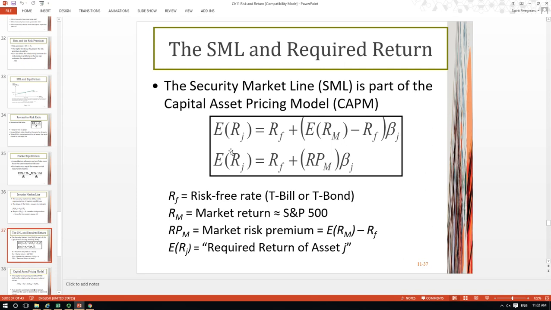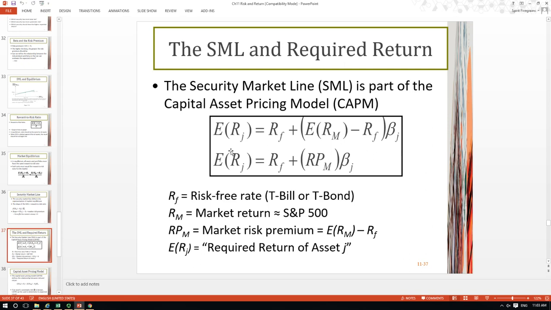Right? So let's spend a little bit of time. Make sure that you are comfortable with this equation, because you're going to use this equation on multiple occasions when you practice homework questions and take exams. RF is the risk-free rate, and typically we can find a proxy for the risk-free rate by using T-bill or T-bond rates. And RM is the market return.